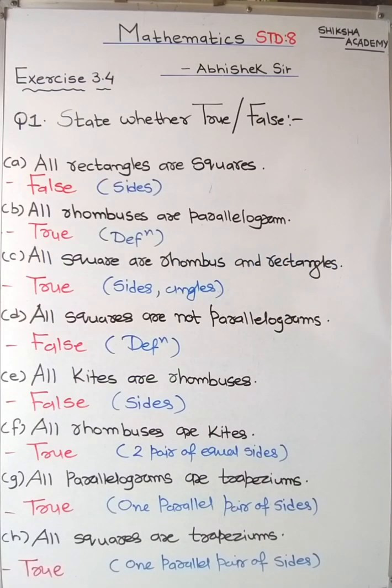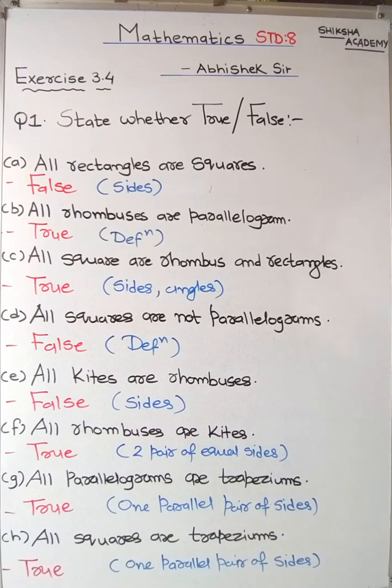Now starting with the first question of exercise 3.4. The first question is to state whether true or false. What you have to do is only read the sentences, recall and compare the properties, and then write the answer only as true or false. Giving a reason is not in the question, so you don't have to give the reason why it is true or why it is false. So starting with the first statement: all rectangles are squares.